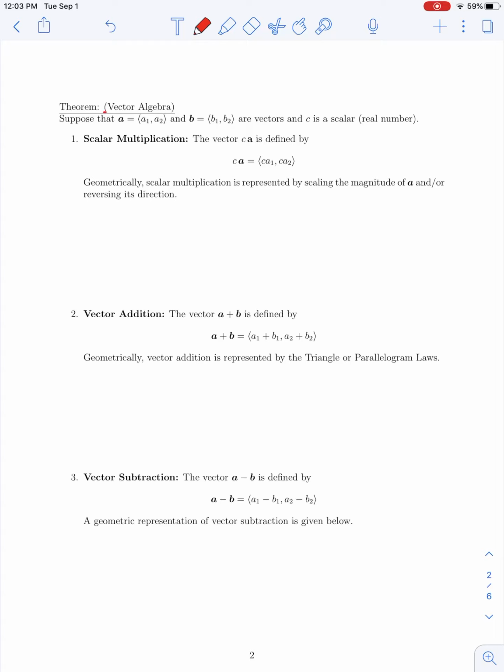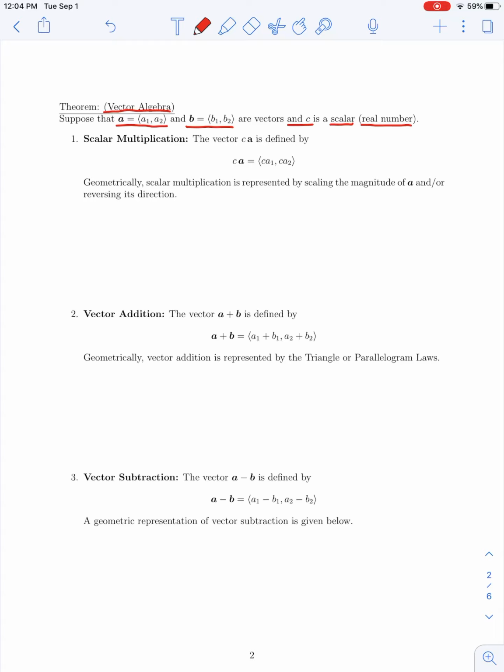I'm going to refer to this theorem as some vector algebra. In this theorem, let's suppose that A is a vector whose components are A1, A2, and B is a vector with components B1, B2. And let's suppose that C is some scalar, which is really just a real number.